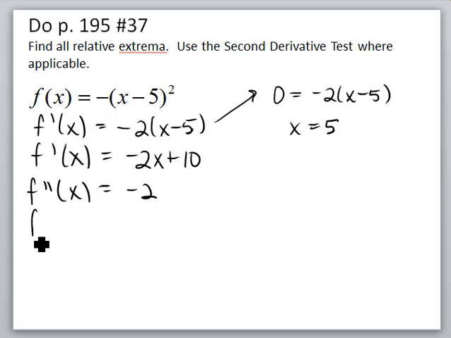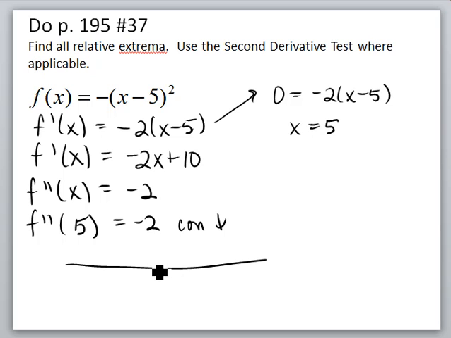You're going to test that in here. Well, there's nowhere to even plug that into. It just means that it's concave down everywhere. It's concave down everywhere. So I need to say that at 5, it's concave down. So this would happen to be a max by the second derivative test.